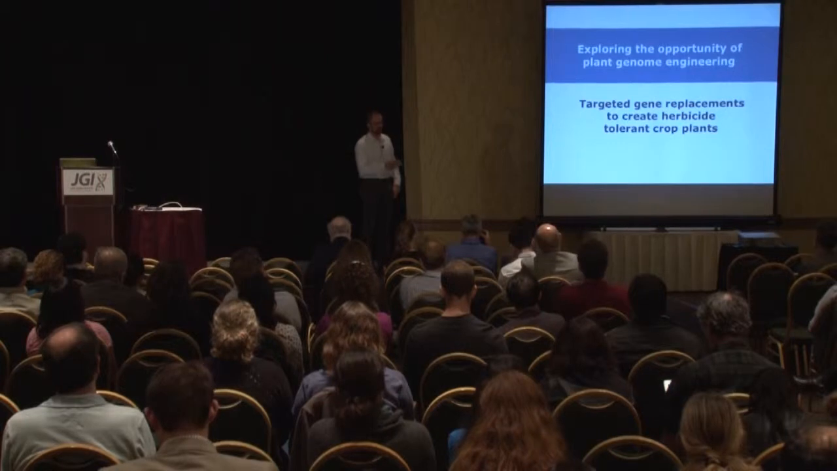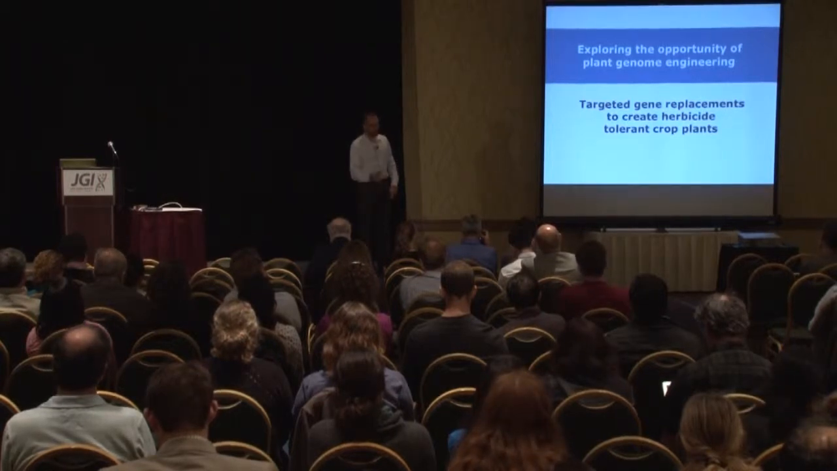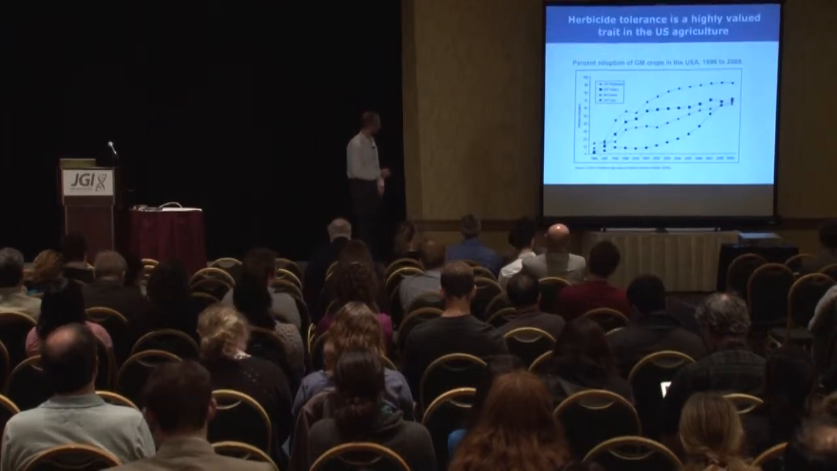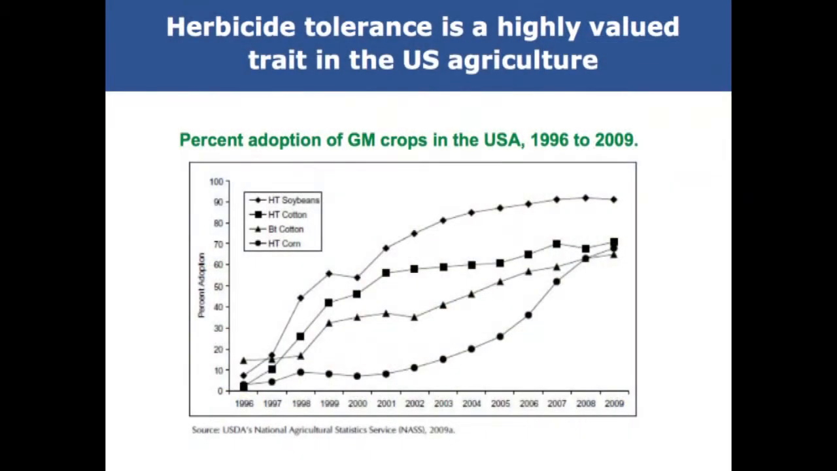So plants that you can spray with a chemical. The chemical will kill the weeds, but the target plant will remain tolerant or resistant to the herbicide. And in terms of U.S. agriculture, herbicide-tolerant crops are widely grown. Soybeans, cotton, corn. By 2009, the vast majority of the U.S. acreage was planted in transgenic plants that were tolerant to the herbicide.